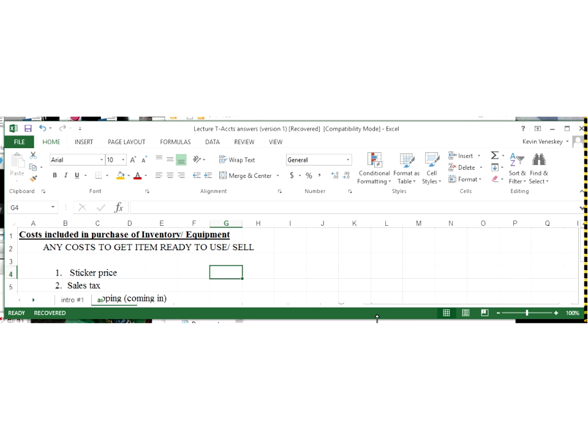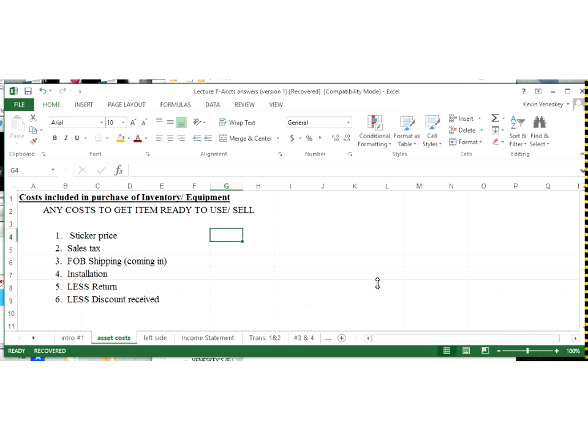And that's what I wanted to show you here. Okay, if sales tax gets included, what else gets included in the cost of an asset that I purchase for my business? No matter if you're purchasing inventory or equipment, so inventory are things that we plan on reselling, equipment are things that I plan on using in the business, the general rule is any costs that get the item ready to use or sell are included in the asset price.